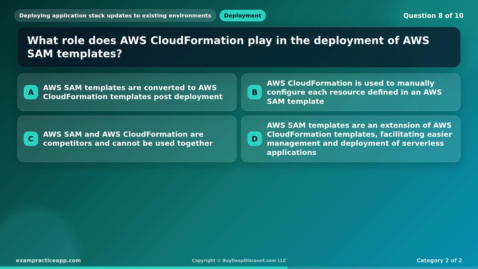Take a moment to choose your answer. The correct answer is option D. AWS SAM templates are an extension of AWS CloudFormation templates, facilitating easier management and deployment of serverless applications.